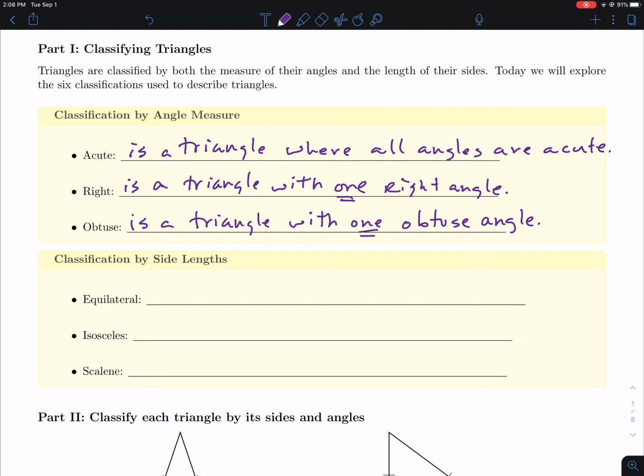So now we can also talk about them in terms of their side lengths. So equilateral, hopefully by looking at the beginning part, you hope it means something about equal, and that would be true. So an equilateral triangle, all 3 sides are the same length.